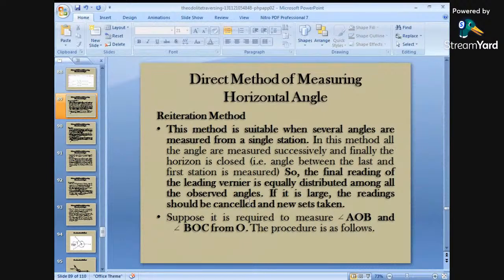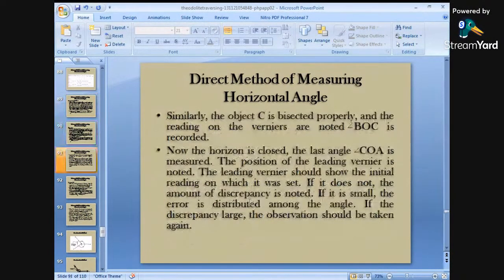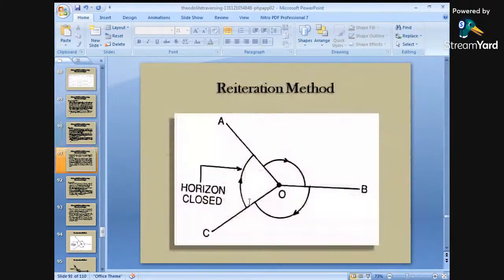Then there is the next method which is called your reiteration method. Reiteration method is generally used when you need to cover a total horizon. In this, you fix the telescope at point O. After performing temporary adjustment, you make the vernier zero. Then you bisect the ranging rod at A. Then you swing the telescope in the clockwise direction so that point B can be bisected, and the reading of point B is marked.